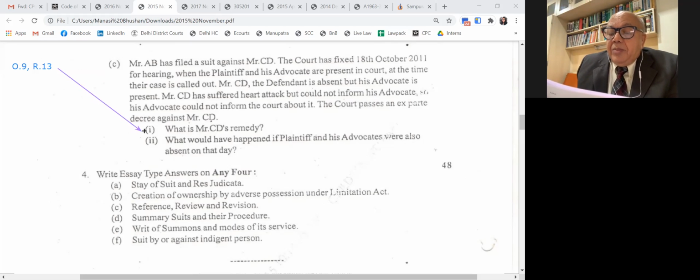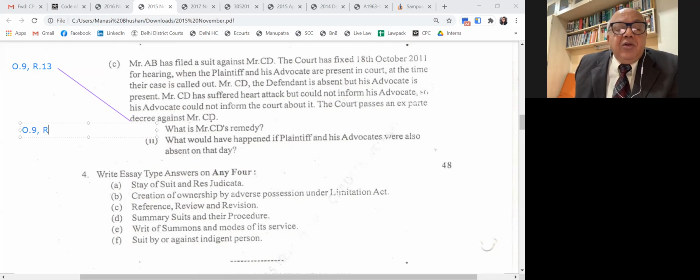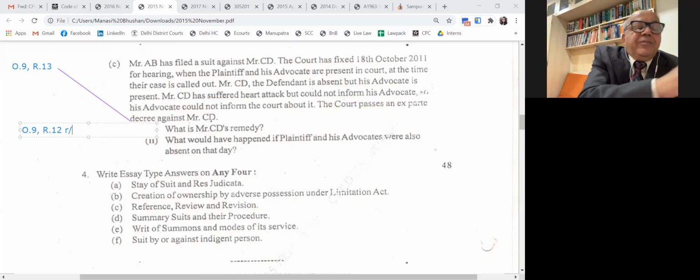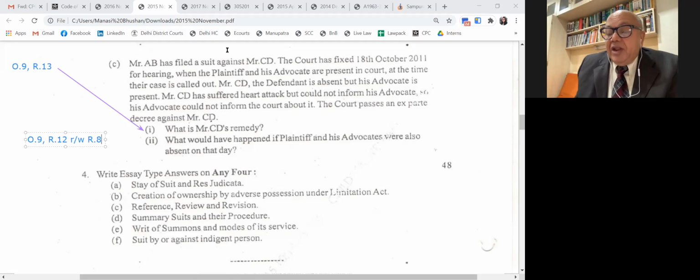Then what would have happened if the plaintiff and advocate also remained absent? If the plaintiff also remained absent, the suit would have been dismissed. See Order 9, Rule 12, read with Order 9, Rule 8. Order 9, Rule 8 deals with the plaintiff being absent. Order 9, Rule 12 deals with the absence of plaintiff and defendant. When both remain absent, it is the discretion of the court to dismiss the suit or to give a next date. Okay, that is dealt with.